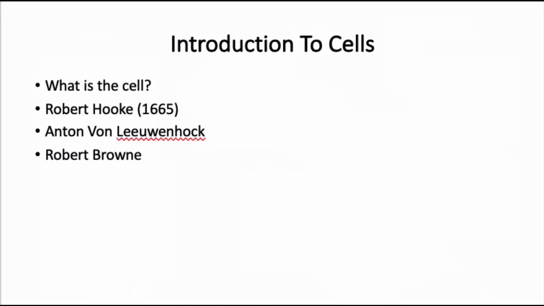Robert Hooke, back in 1665, an English scientist, observed what he described as honeycomb-like structures, and he called them cells. It wasn't until later that Anton van Leeuwenhoek, back in 1667, first described a living cell. So Hooke looked at dead cells, while Leeuwenhoek described the first living cell. And then it wasn't until 1833 that Robert Brown discovered the nucleus.